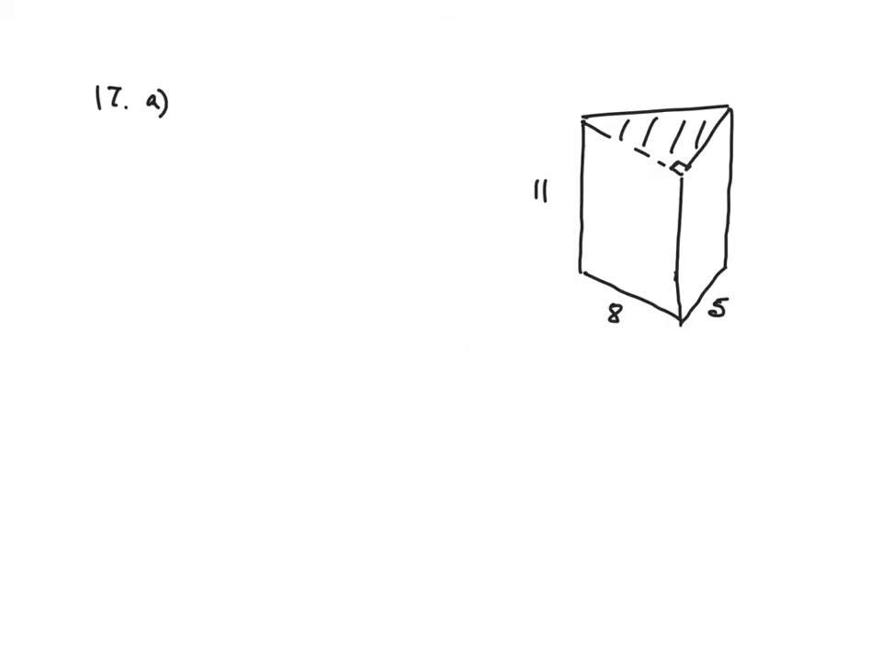17a, we've got a triangular prism here. The first thing I'm going to do is to work out the area of the shaded part at the top. That's a right angled triangle, so the formula is a half of the base times the height. The base of the triangle is 5 and the height is 8, or vice versa, but it's those two numbers that we use. So it's a half of 8 times 5. 8 times 5 is 40, divided by 2 is 20 centimetres squared.